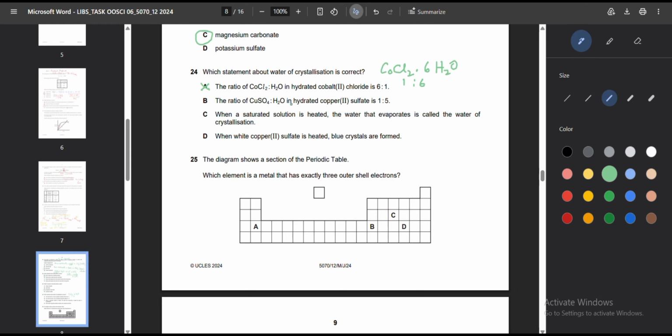The ratio of copper sulfate to water is 1:5. Copper sulfate has 5 water molecules with it, so the ratio is 1:5. So that means this is the correct one. When a saturated solution is heated, the water that evaporates is called water of crystallization. No, this is not water of crystallization.